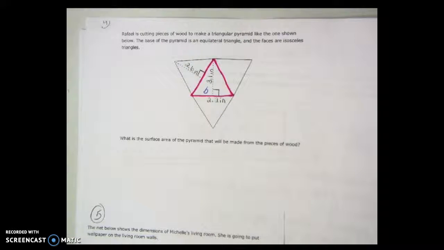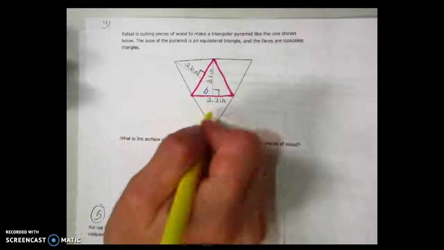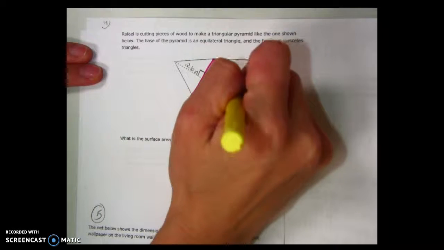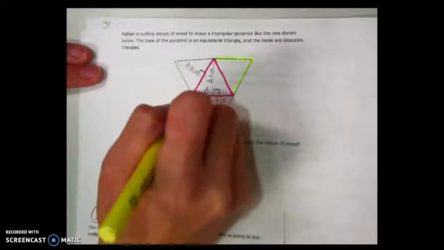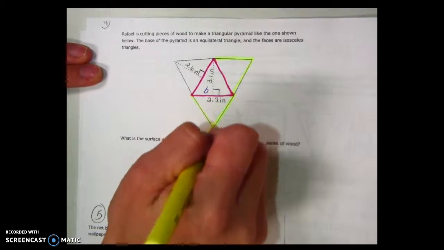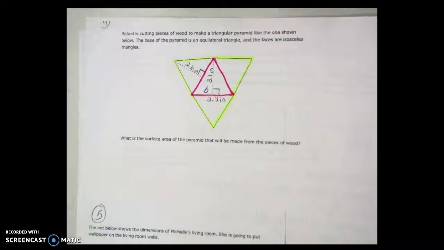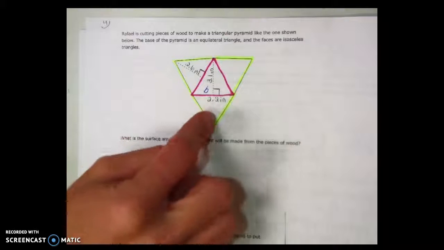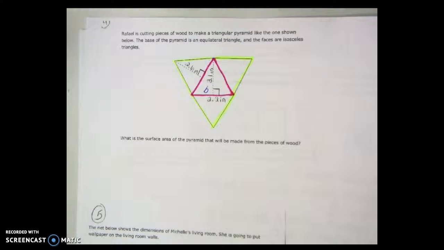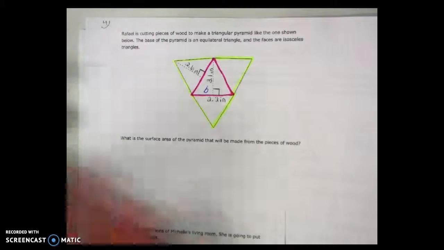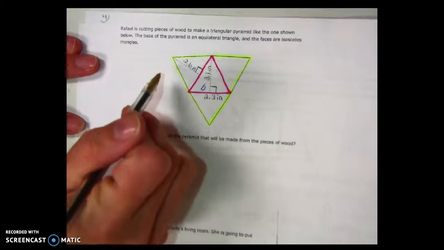The faces are isosceles triangles. Isosceles means 2 sides are the same. So if all of these bases are the same, then this side and this side would be congruent. This side and this side are going to be congruent. And then this side and this side are going to be congruent. So the 3 outside ones are going to be equal, and then the middle one will be different. So it says find the surface area. It doesn't tell me lateral, so that means I'm going to find the area of all 4 of those and add them up.